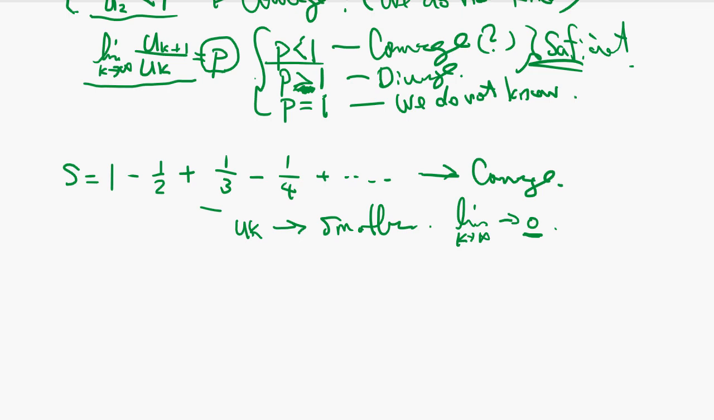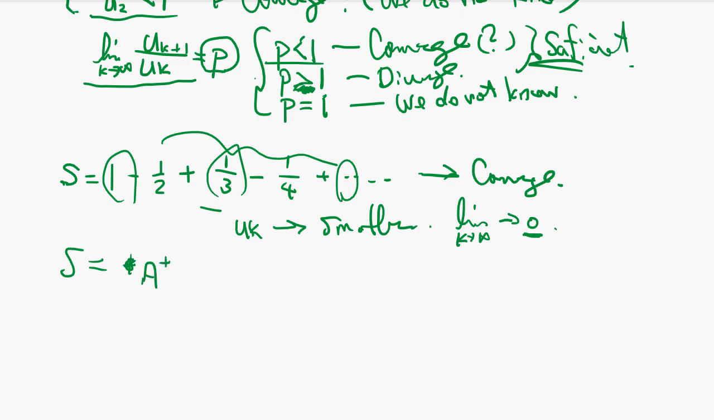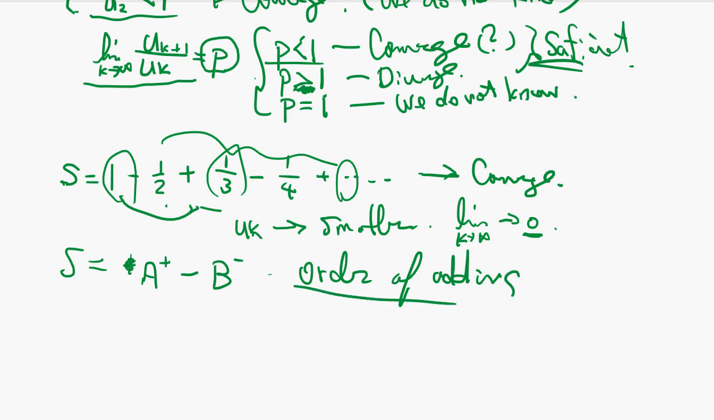The condition: if it converges, then what happens if you add up the plus terms first, all the a plus terms, and then the b minus terms, and you add all the minus terms? Does it converge? Can you change the order of adding? Can you change the order of adding?